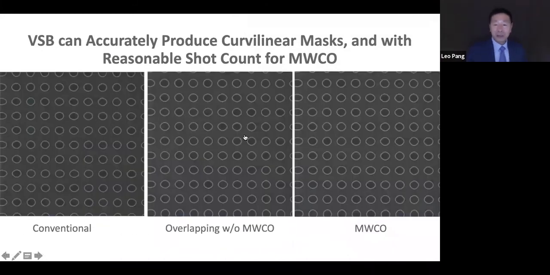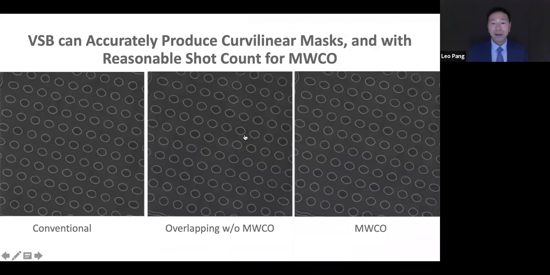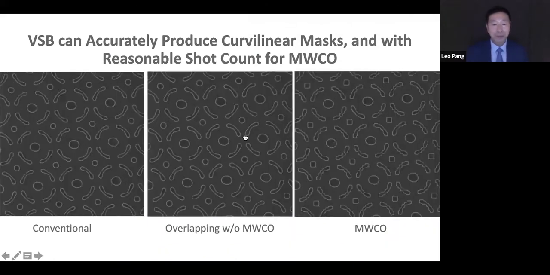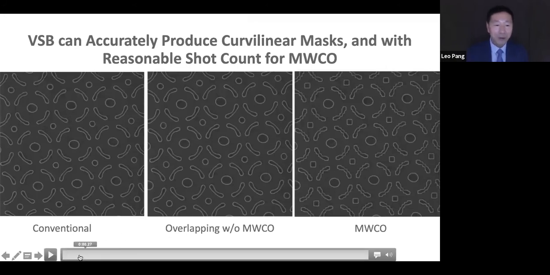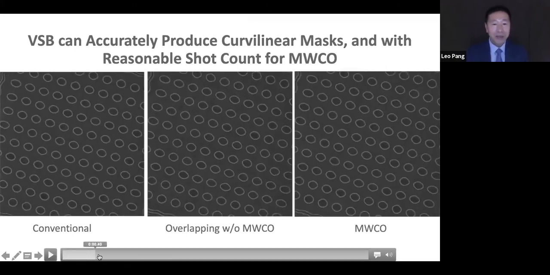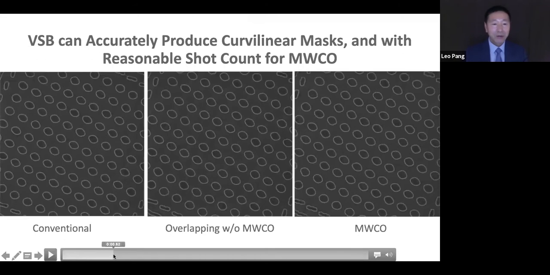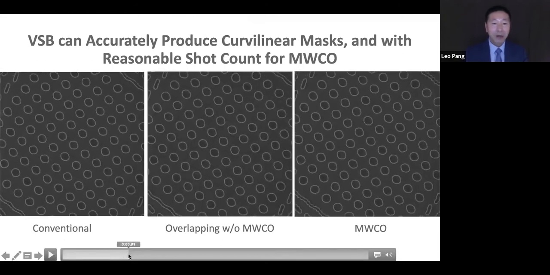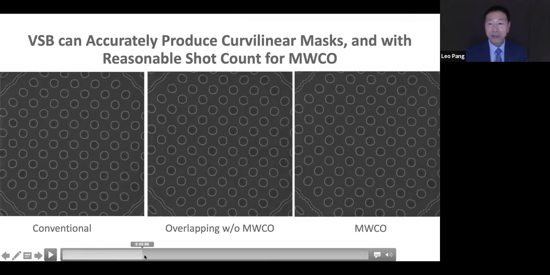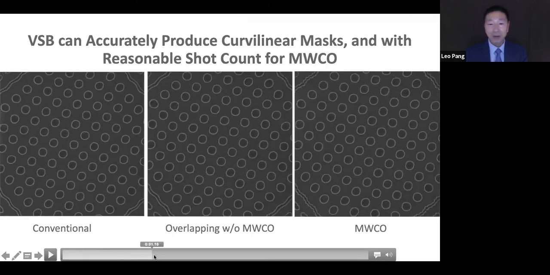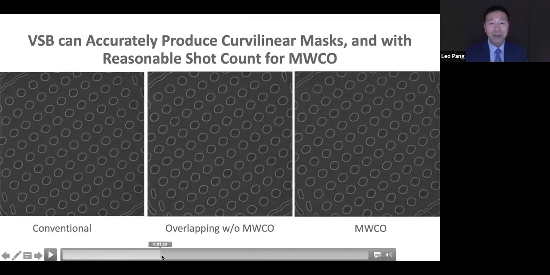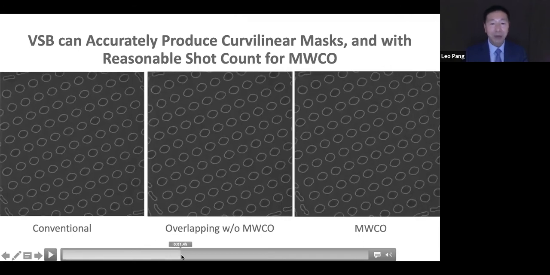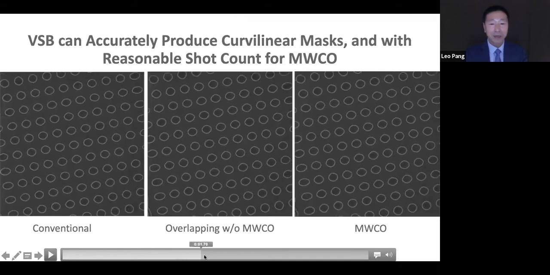So here is the real mask that was actually written by a VSB mask writer. Let me replay this. You see, for conventional and overlapping without MWCO, and also MWCO, all of those main features are reproduced very nicely, very high quality. And overlapping and conventional are pretty much the same.